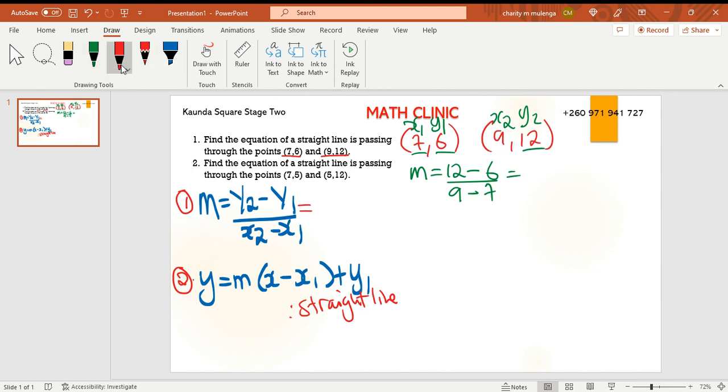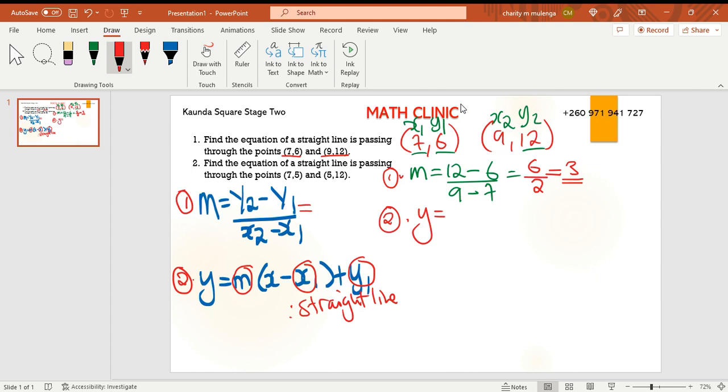When we subtract 12 minus 6, we get a difference of 6. 9 minus 7 gives us a difference of 2. 6 divided by 2 gives us 3. So we have found our gradient. Step number 1 complete. Step number 2, we're going to use this formula that you're seeing there. To use this formula, we only need three things: m, x1, and y1.